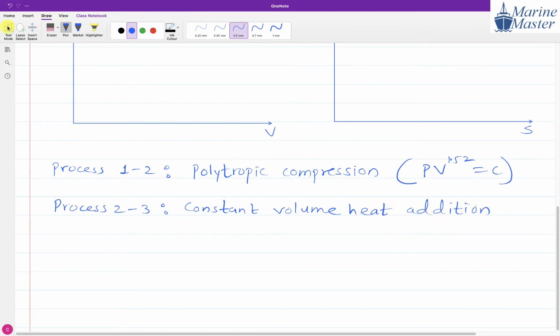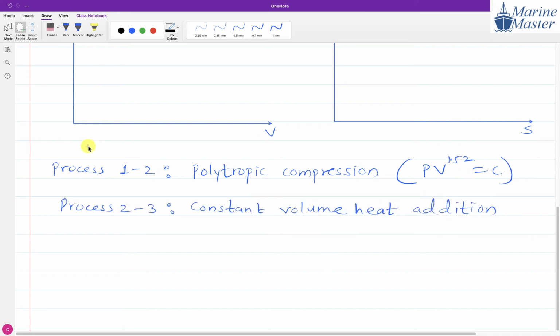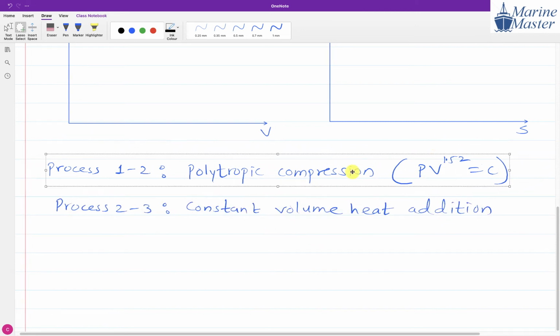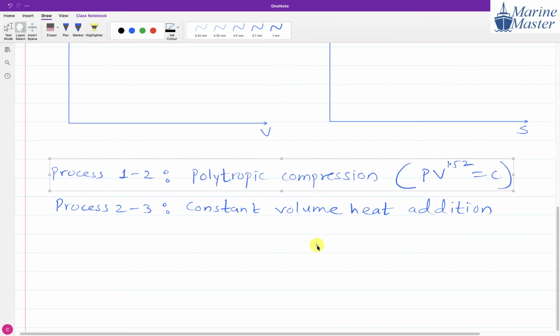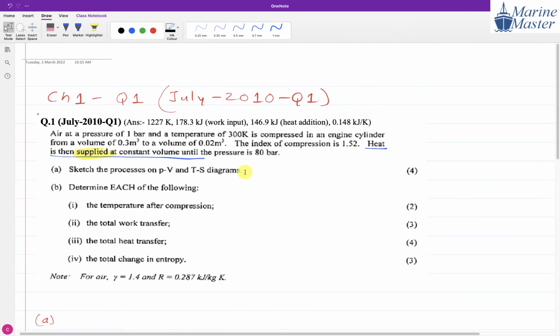So in this question, how many processes do we have? Here we have 2 processes. First, process 1 to 2 is polytropic compression. And then process 2 to 3 is constant volume heat addition. After adding the heat, the pressure reaches 80 bar. So this 80 bar will be which point's pressure? Point 3's pressure, our 80 bar. So this will be our P3.